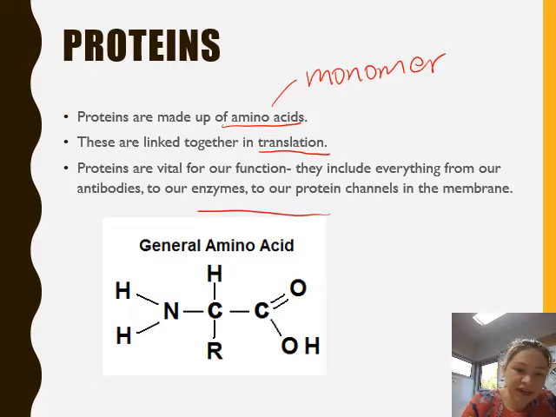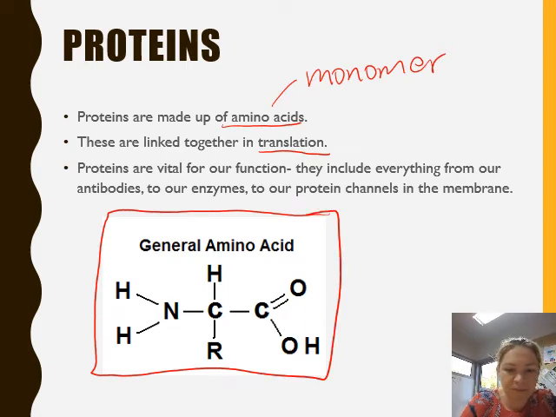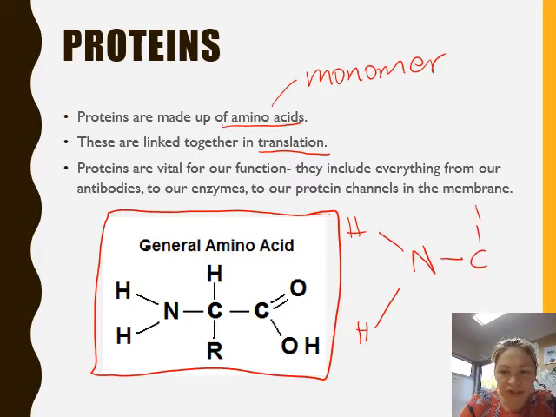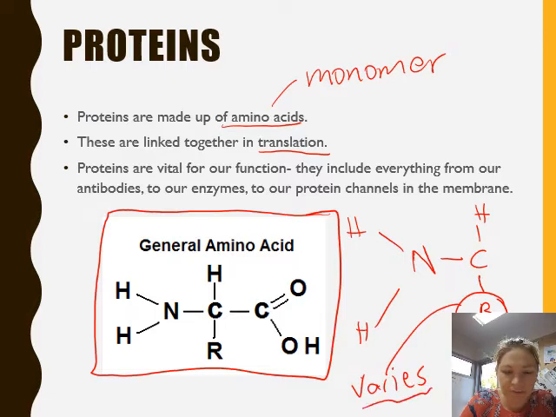You need to understand, know, and be able to draw a general amino acid structure. So the way that we draw this, or the way that it's set out, is that we have an amine group with a nitrogen and two hydrogens, a carbon in the middle, which is attached to a hydrogen. Then you'll see down here an R group. This R group is the thing that varies between each amino acid. So it's the thing that's different. The R group changes for each amino acid. Everything else stays the same.